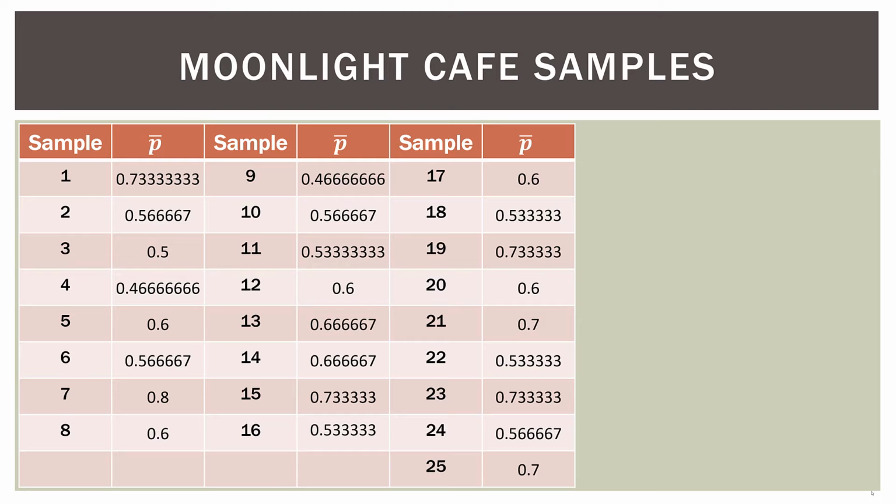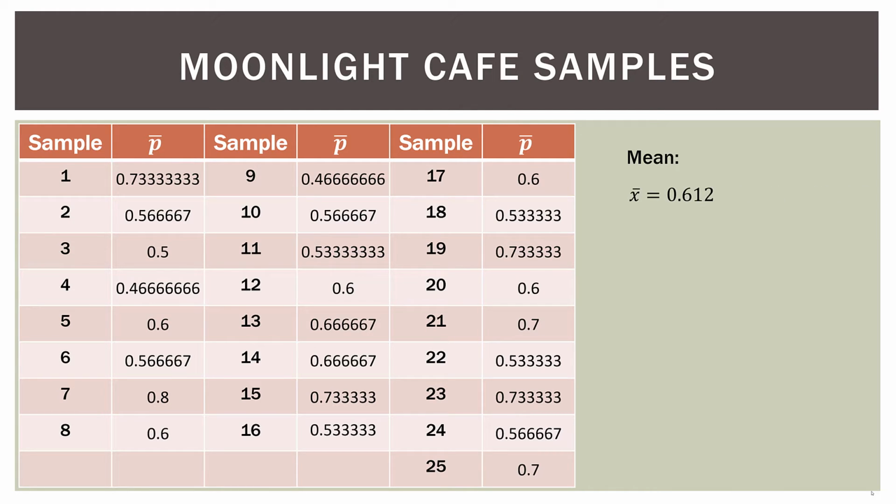So here are our sample proportions. So in the first sample, about 73% or 0.733 said yes. In the second sample, about 57% said yes. In the third sample, half of them said yes, so 0.5. So here are our sample proportions, all 25 of them. So each of these represents one graduate student that went out and sampled 30 students.